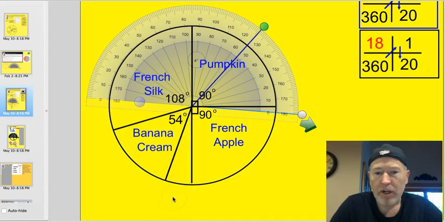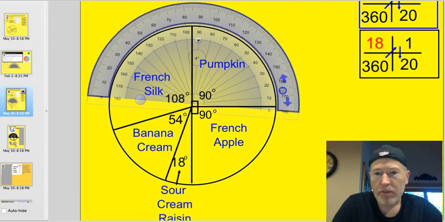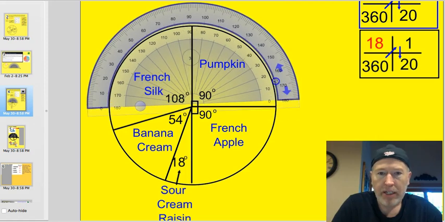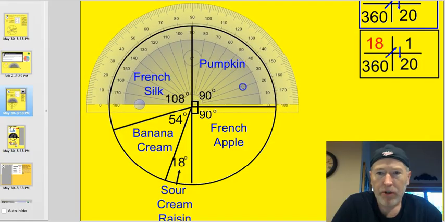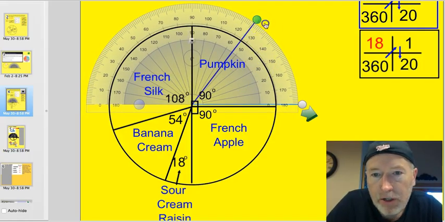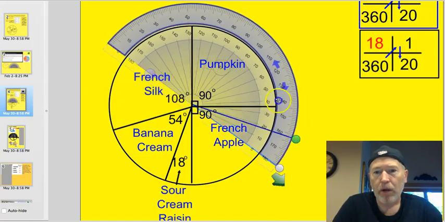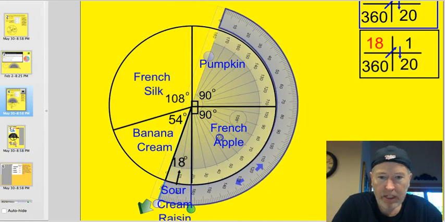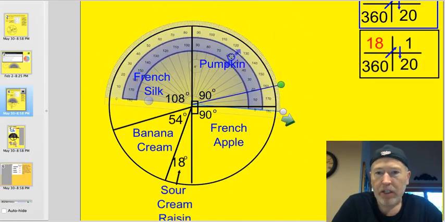Now I think this is what it is right here. The 18 degrees should be that sour cream raisin, but I think it's important to check to make sure we've got the right one here. So let's slide this guy and create an 18-degree angle. You can see I slid that over a little bit by mistake. You got to make sure you keep your protractor in the center. So here's 20, so an 18 would be right about there. And that looks about right. When I pivot that guy down there, you can see it is an 18-degree angle. So I can minimize this and we can take a look at our pie chart.